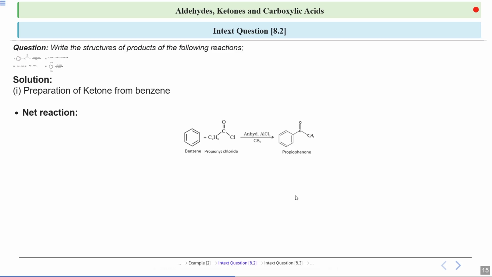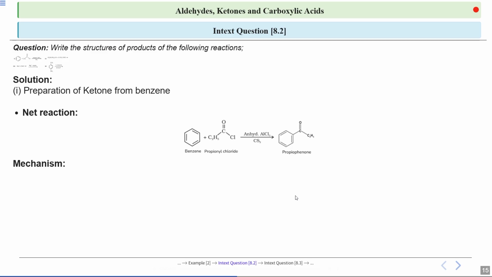So look at this particular reaction. Here you have benzene and you have propionyl chloride, and the product which you get is propiophenone. Propiophenone is prepared from benzene by an acylation reaction in the presence of anhydrous aluminum chloride, AlCl3, and this AlCl3 acts as a catalyst. So this is the net reaction which is given.